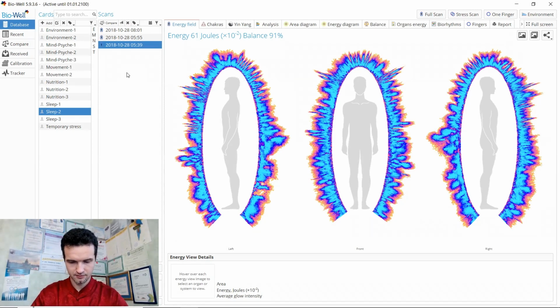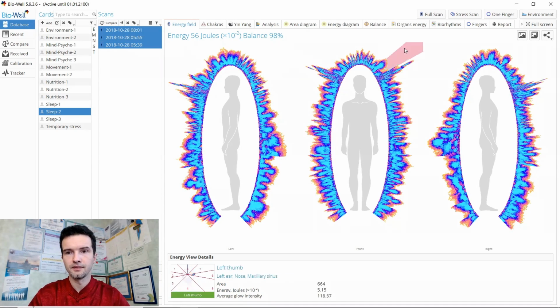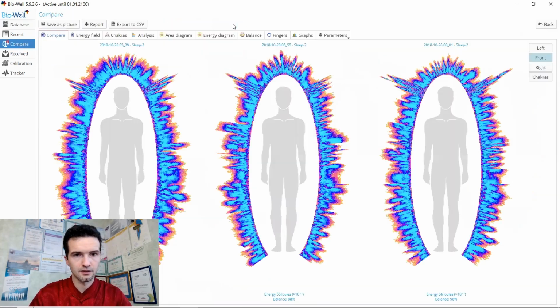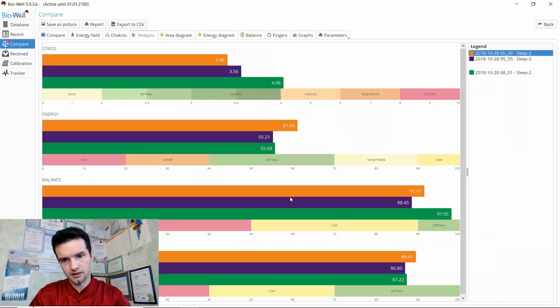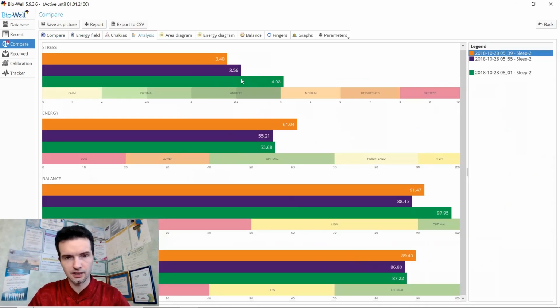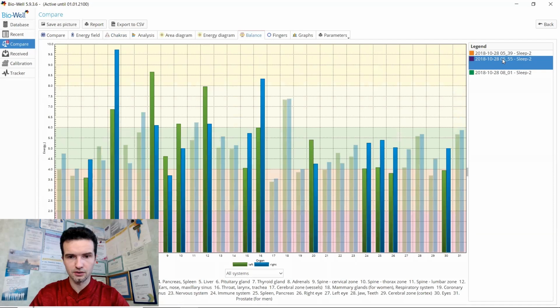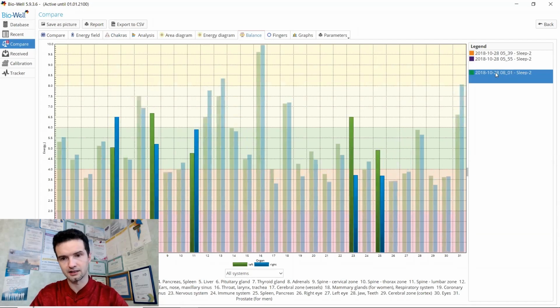Next case, there are 3 scans here. Again, we can compare. We can see that the state here is more or less the same. Again, we can see some level of anxiety. On the chakras level, again, we can see also some imbalances here that we can talk about. And this is the mindset and psycho-emotional state here. But also we will go to the balance and try to look at the sectors that are the most problematic in terms of energy.